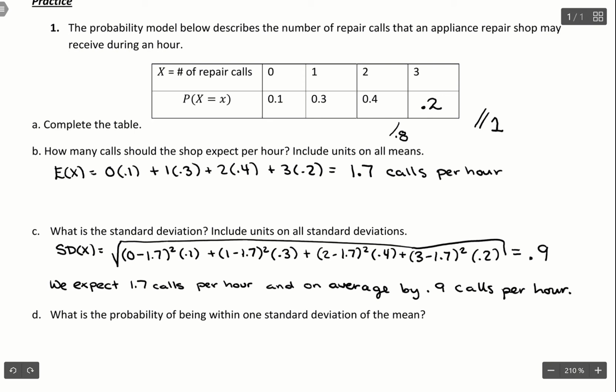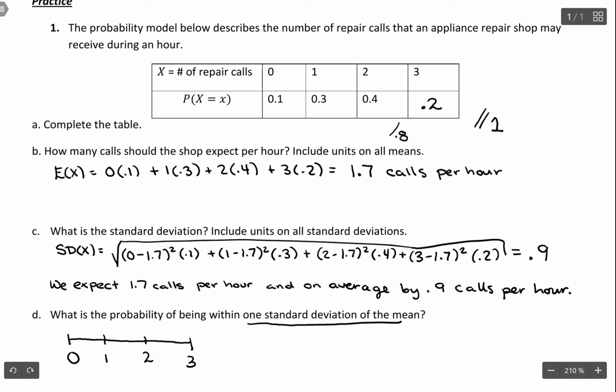So this last question says, what's the probability of being within 1 standard deviation of the mean? So something we can do with these probability models, where we have these discrete probabilities for each case, is combine them to talk about probabilities for different scenarios. So looking at being 1 standard deviation within the mean, let's make a number line where we have our different cases. There's a case of 0, and then 1, 2, and then 3. I drew that a little too long. We have these 4 cases.